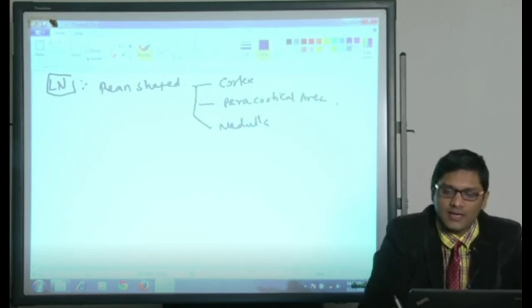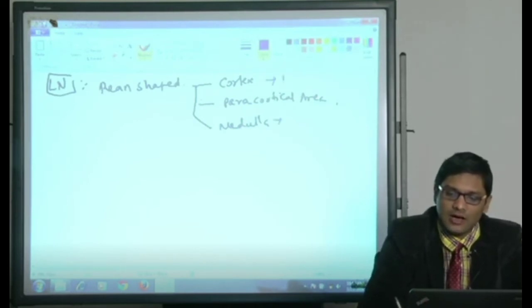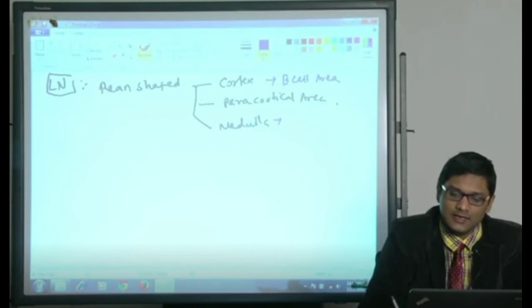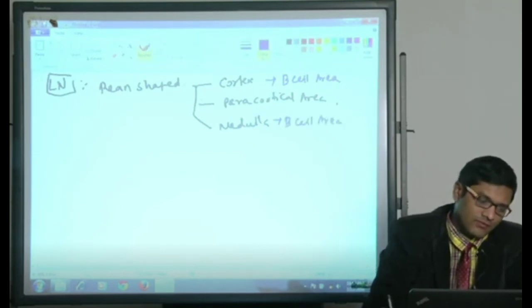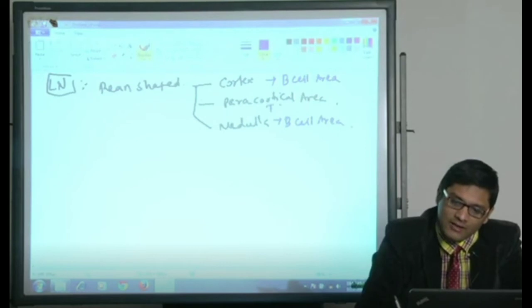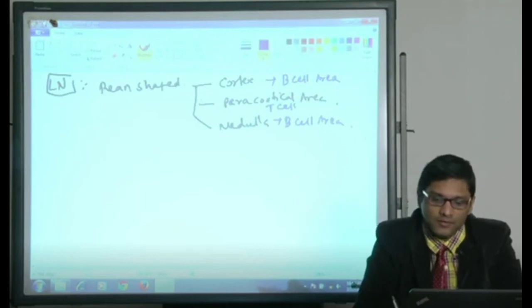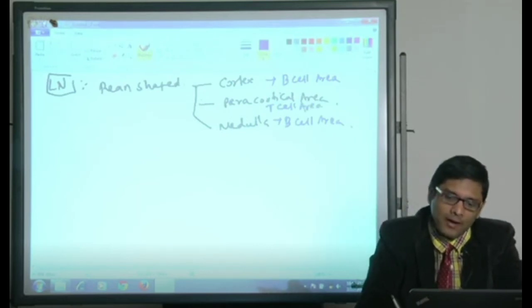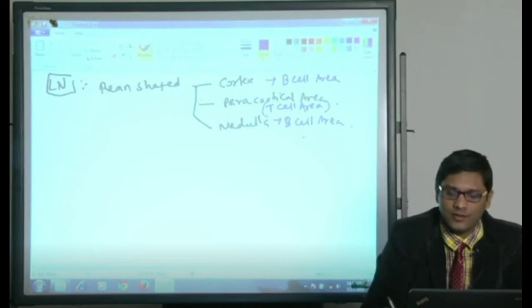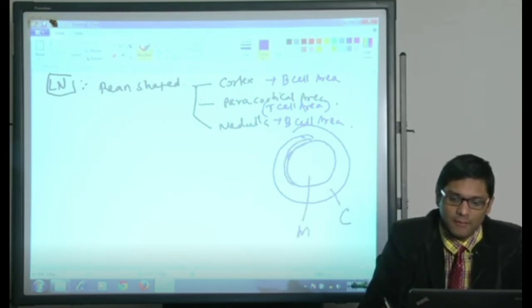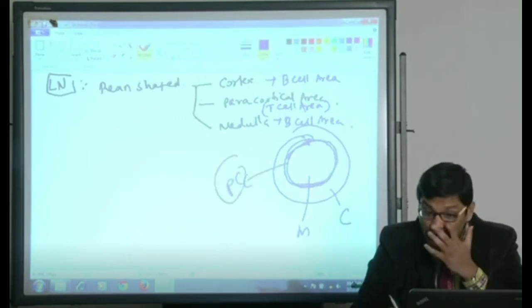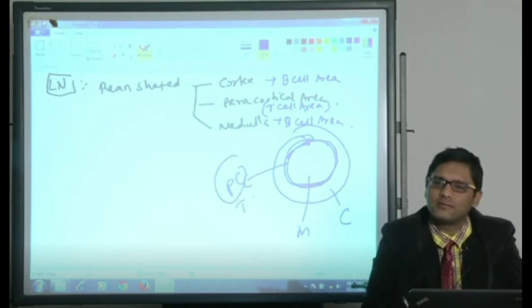We say that the cortex and medulla, both these areas are rich in B cell. Both are called B cell area. Whereas the paracortical area is where the T cells reside. So the T cell area of lymph node is nothing but paracortical area. If this is cortex, this is medulla, this is cortex, then in between cortex and medulla you will have a zone which is called the paracortical area, and the paracortical area is the site where the T cells will be there.